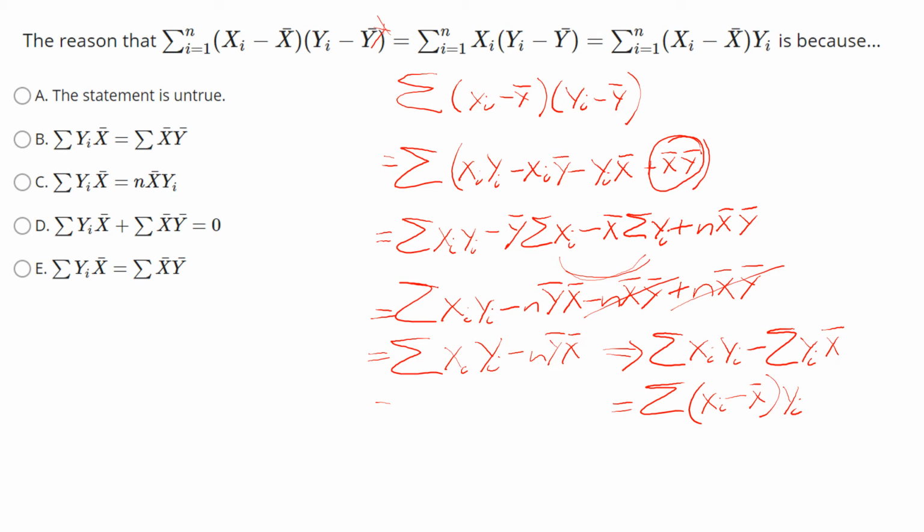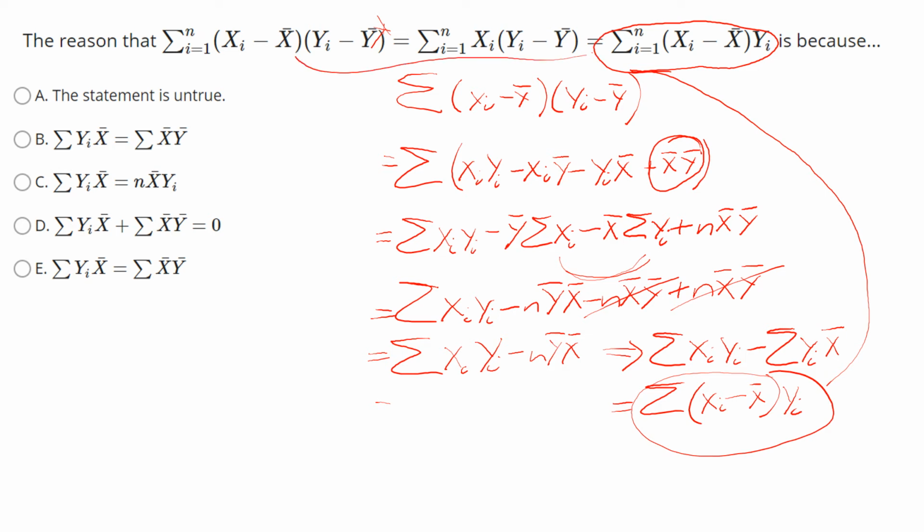So what we've ended up with over here is this expression up here, which equals that. And also, as I just explained, we can write this as follows. Okay. So it's definitely not the case that the statement is untrue. A is clearly an incorrect answer here.